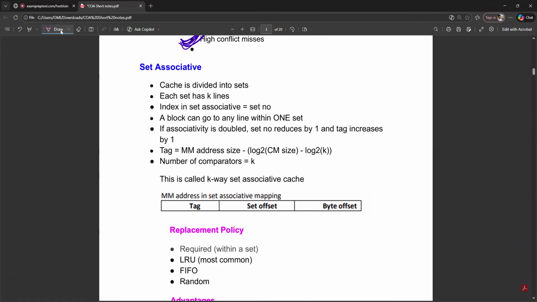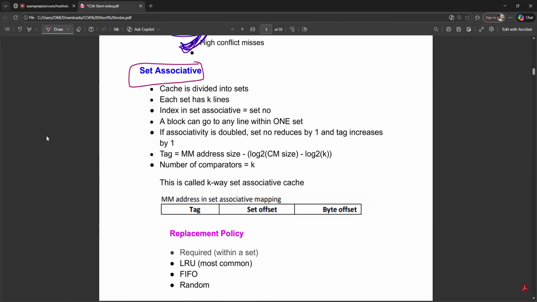Now moving to the next mapping, which is called set associative. So what is there in set associative? The cache is divided into sets, and each set has k lines. If someone says k-way set associative, it means each set has k lines or k blocks.